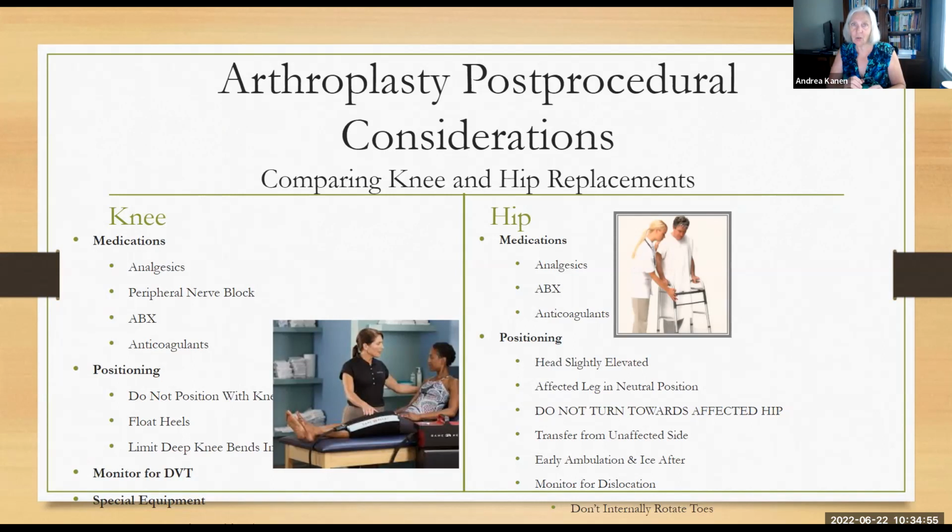Transfers are going to be more difficult, and so we need to transfer from the unaffected side. So if you think about that, just visualize that transfer process. You've got to get them sitting up, and then you're either going to get them standing up or you're going to sit them over in a chair. So they're going to be weight bearing on that unaffected side. So just picture that in your mind, how that would position them when they're standing, especially if you're going to turn them to sit down. You want to do that in a way where you're not going to knock them off balance.